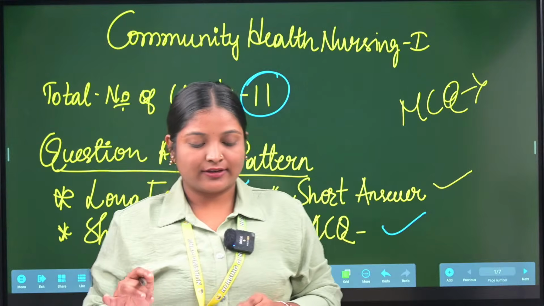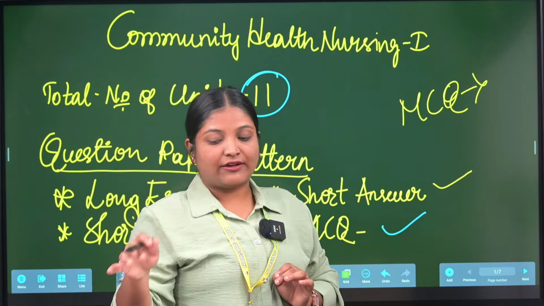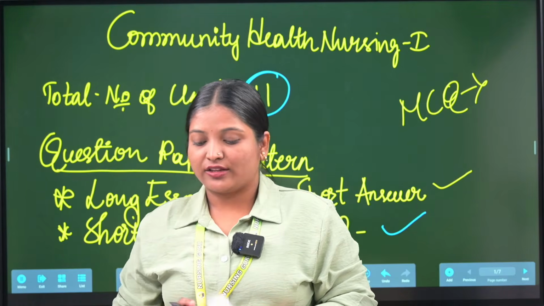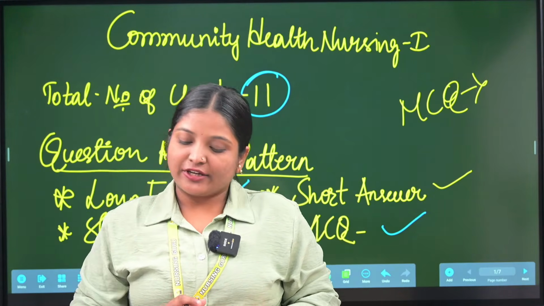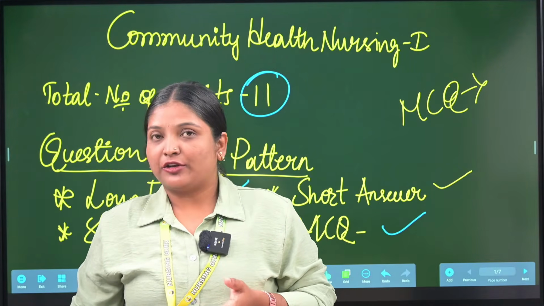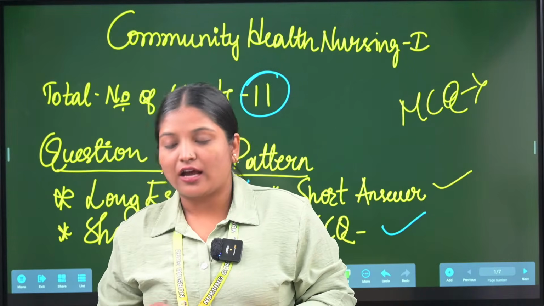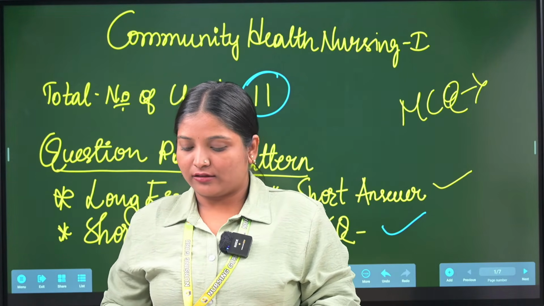Next thing is that we are going to know about the first unit. I have already told you there are 11 units. The first unit is all about community health nursing and the concepts of community health and community health nursing. In this we are also integrated with public health, public health nursing also.